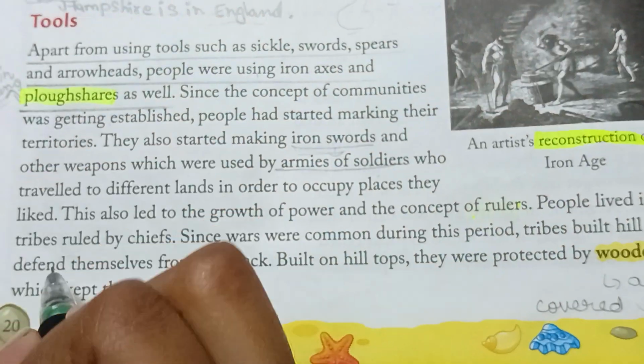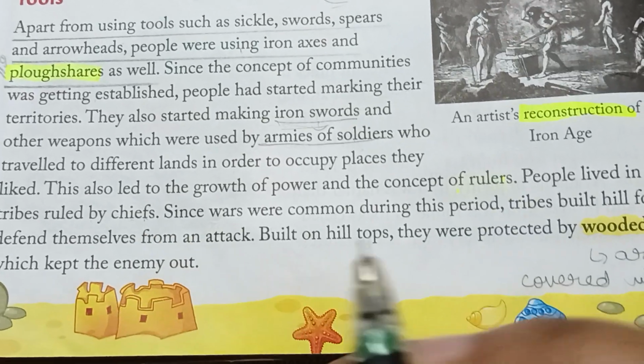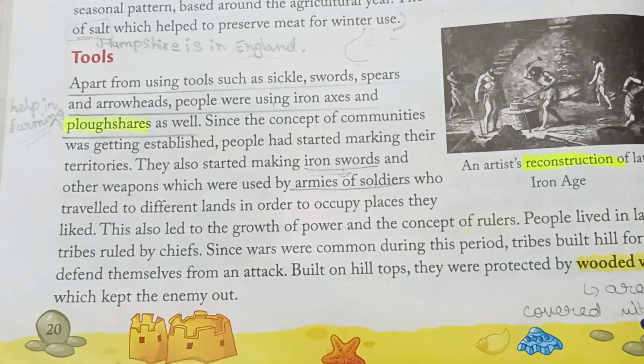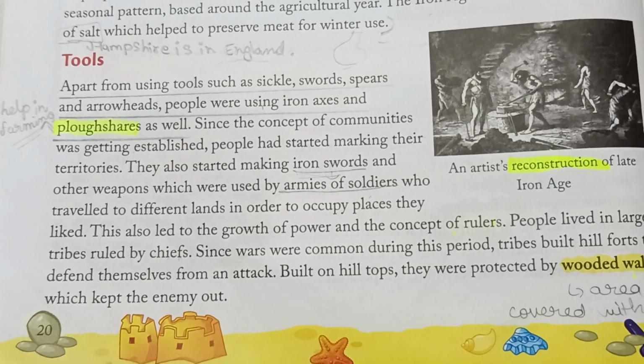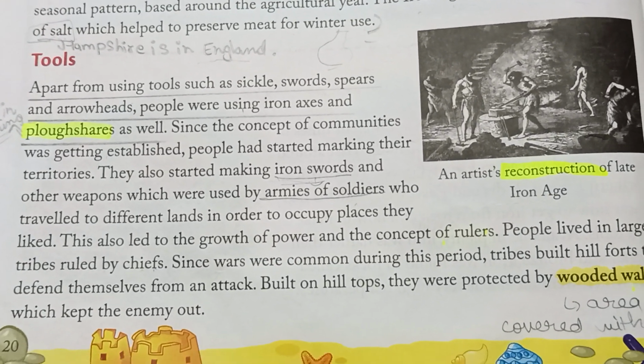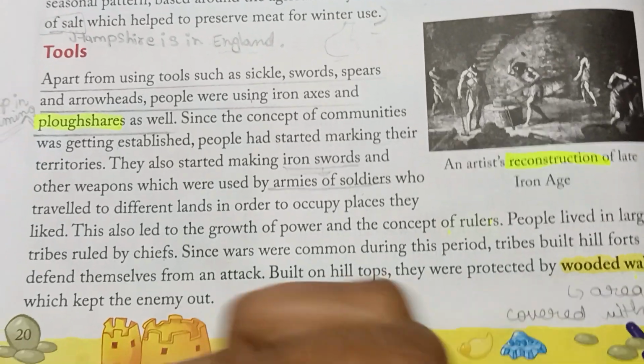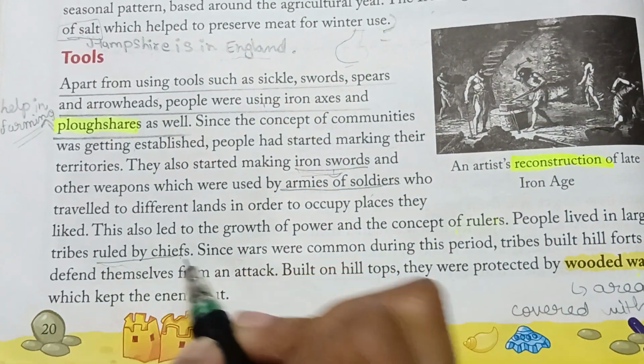People lived in large tribes ruled by chiefs. People lived in very large tribes. They formed their own tribes, and those tribes were ruled by whom? Those tribes were ruled by chiefs.